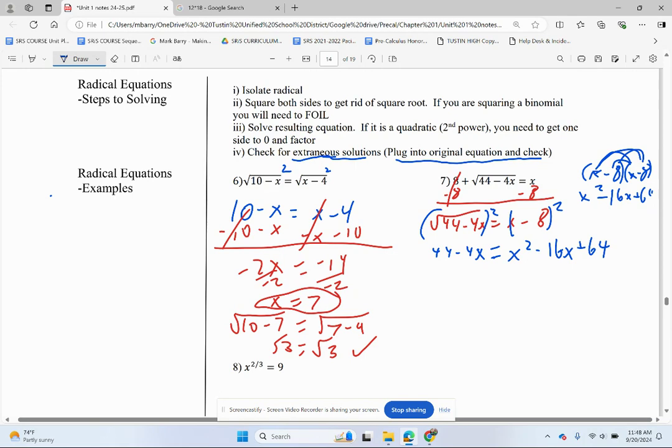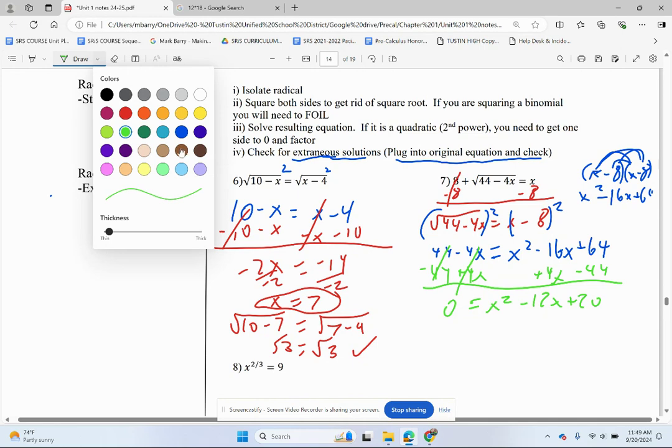So I see here we do have a quadratic, so we need to get one side to 0 and try factoring. So I'm going to move this stuff because I want my squared variable to be positive. So I'm going to add 4x right there and subtract 44 right there. So we get 0 equals x squared minus 12x plus 20. Now I can go ahead and try to factor this.